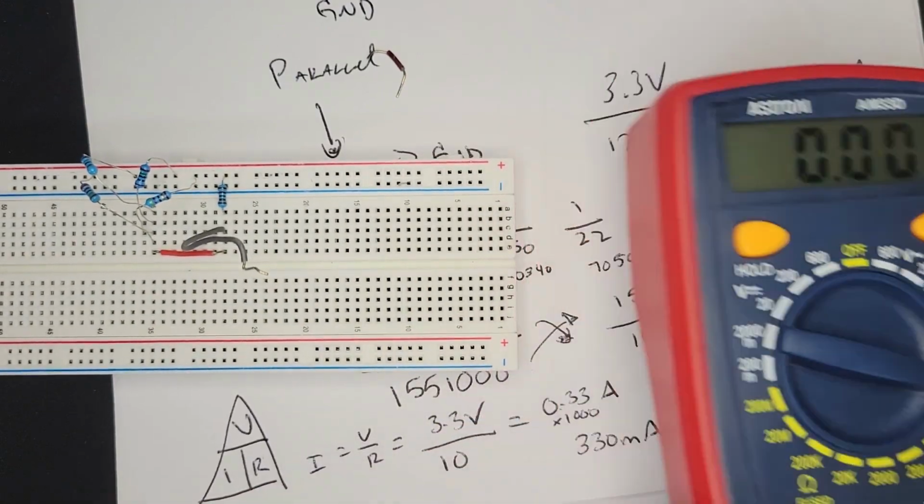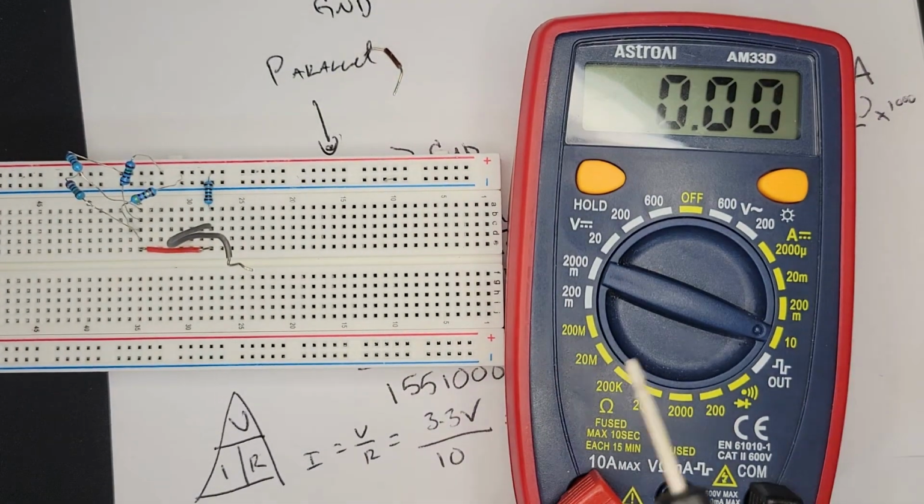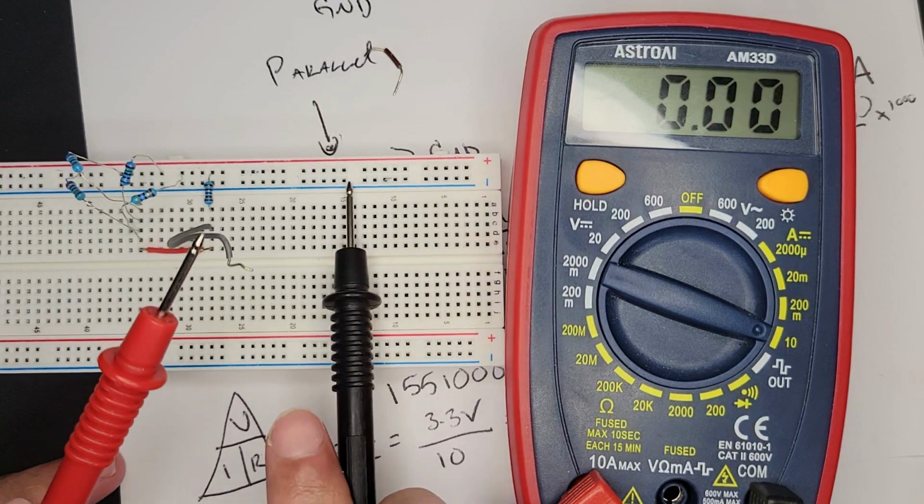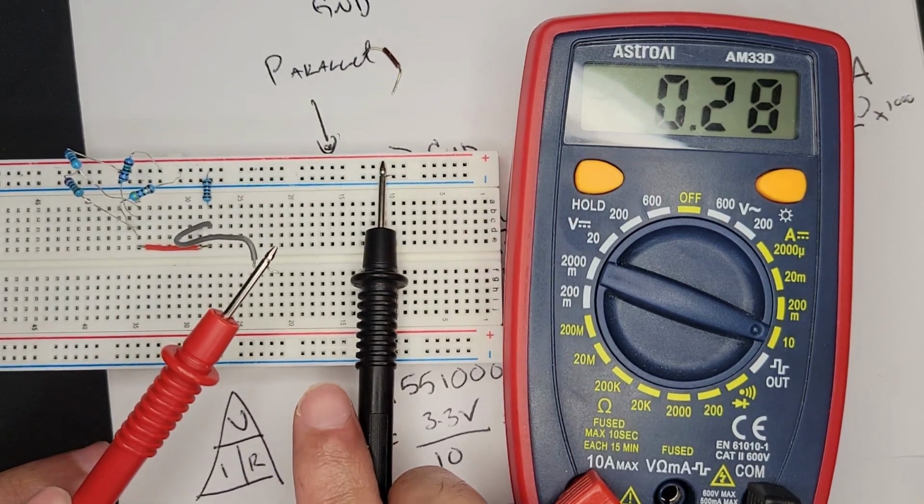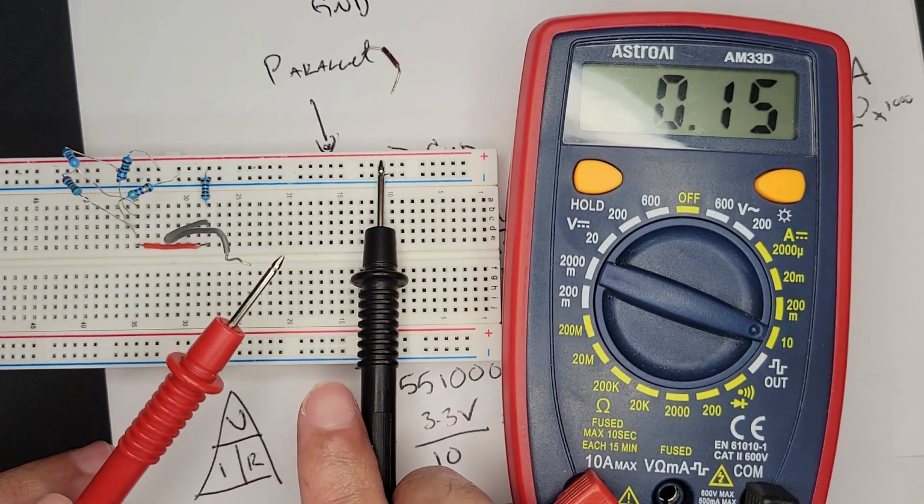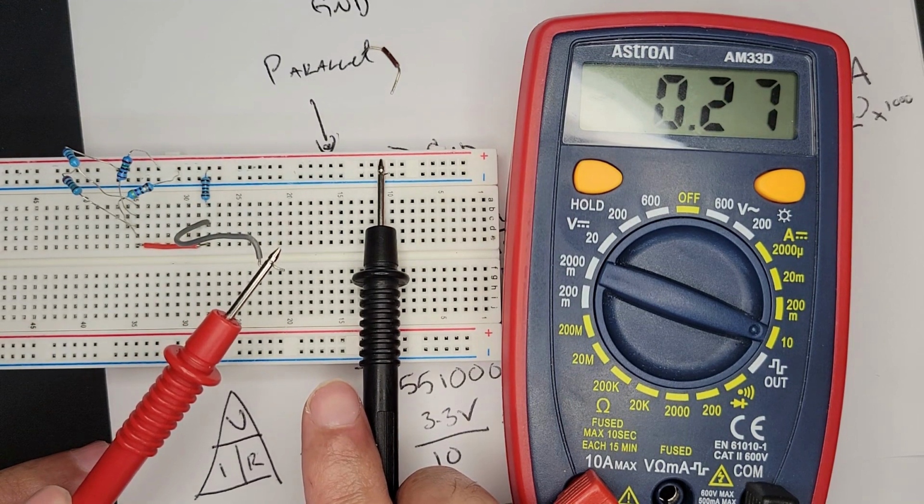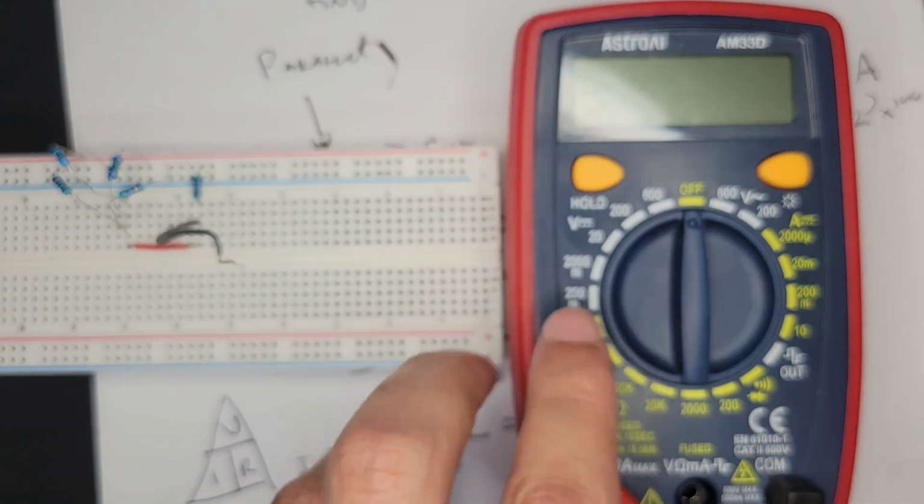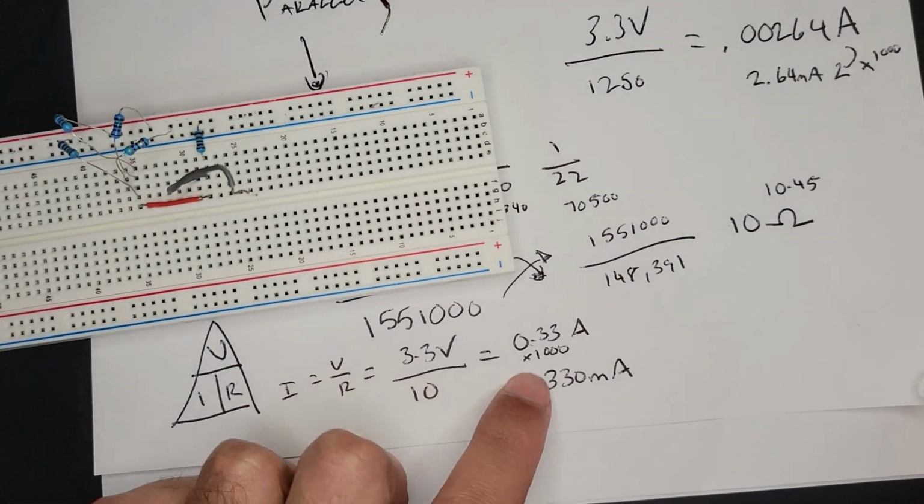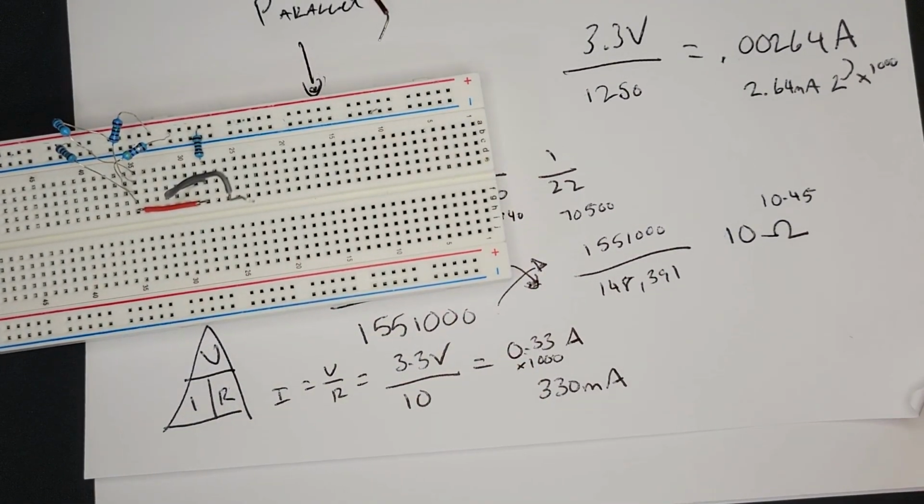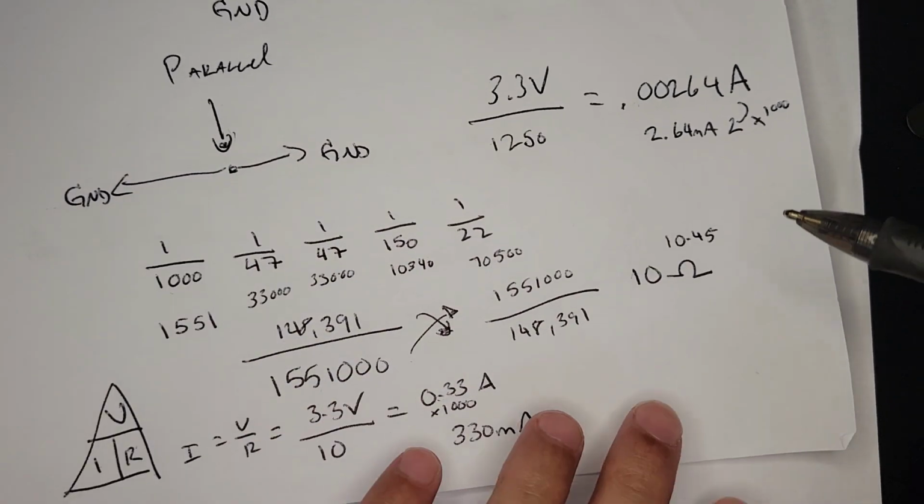We're expecting what was it? 300 milliamps, or 330 milliamps. So let's connect this together. And we get a pretty close number here. We get 0.27 amps. And we know that the value that we calculated was 0.33 amps. So it's pretty close.